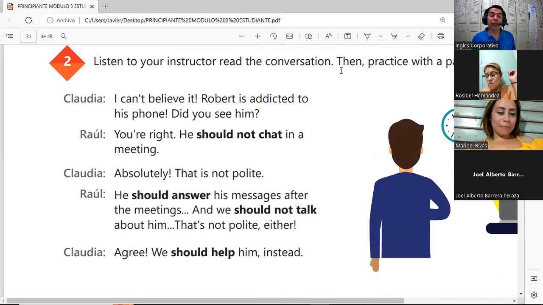Claudia says, I can't believe it. Robert is addicted to his phone. Did you see him? You are right. He should not chat in the meeting. Absolutely. That's not polite. He should answer his messages after the meetings. And we should not talk about him. That's not polite either. Agree. We should help him instead, right?